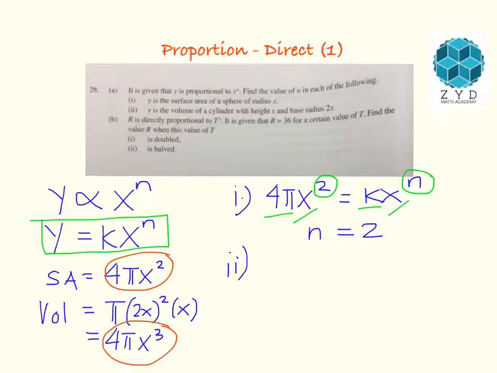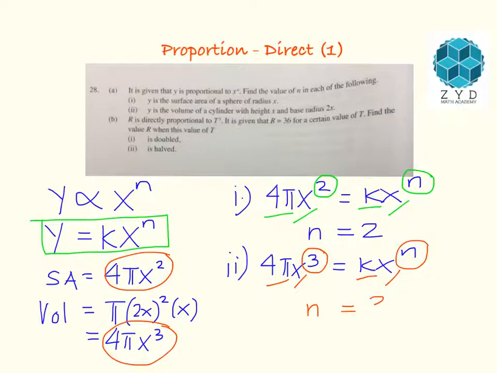For part 2, 4 pi x cubed equals kx to the power of n. Again, our constant is 4 pi. Our x is the variable, therefore n is equal to 3. That is for part 2. n is equal to 3. Okay, so this is how we do question number 28A.